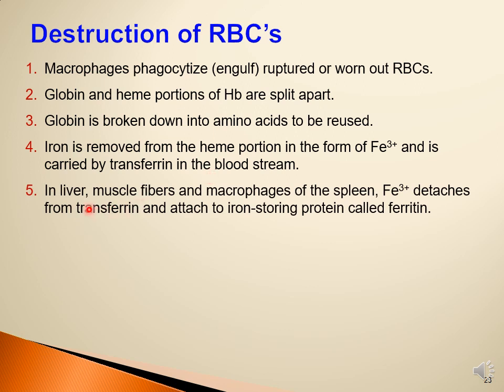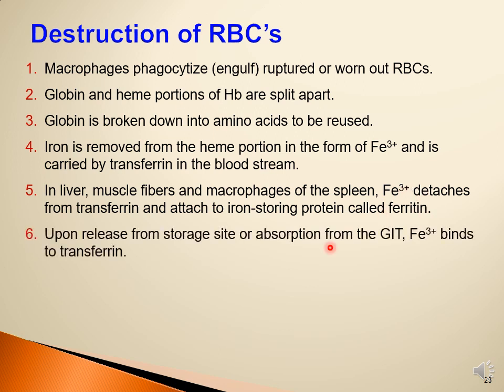In the liver, muscle fibers and macrophages of the spleen, the ferric iron detaches from the transferrin and is attached to the iron storing protein that is called ferritin. So be careful. The transport protein is called transferrin, which is a plasma protein. The storage protein is called ferritin. So be careful and don't mix between them.